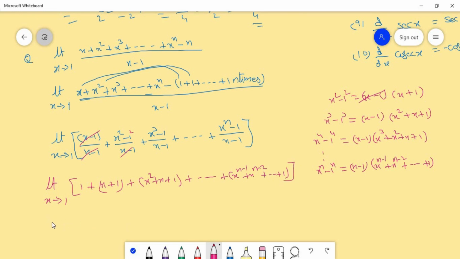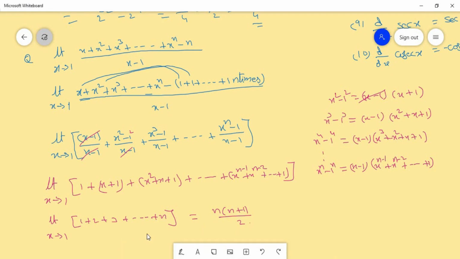Now in the place of x apply x equal to 1. Limit x tends to 1, it is like 1 plus 2 plus 3 plus and so on plus n, which is equal to the sum of the natural numbers. Okay, then the formula is n into (n plus 1) by 2, right? Next one.